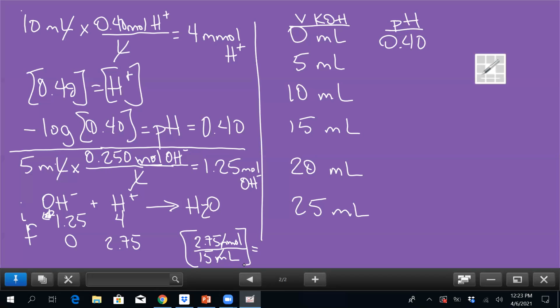0.183. So 0.18. Let's do 2 sig figs. Let's pay attention to our sig figs in this. Molar, and that is our concentration of hydrogen ion. And if that's the case, what can I do now? Find the pH. I'm getting 0.74. Yes.